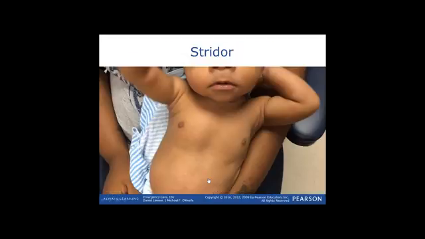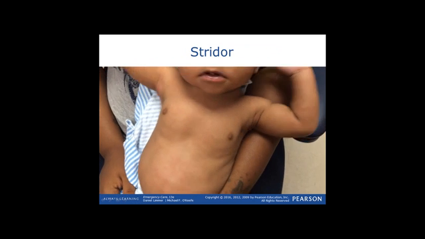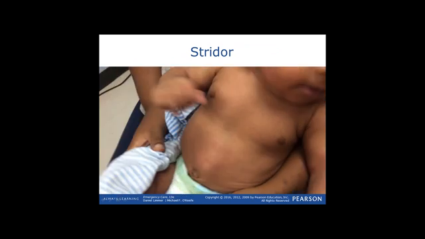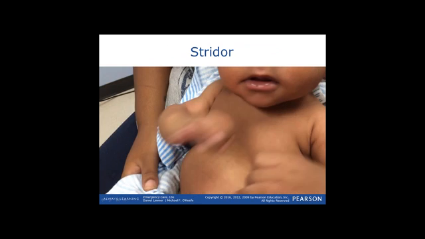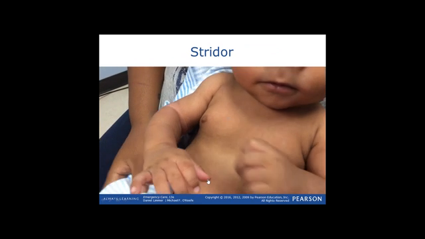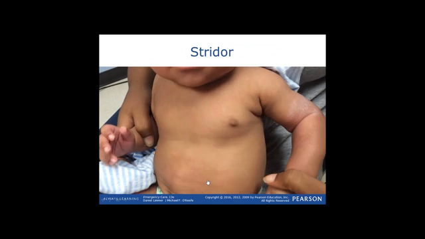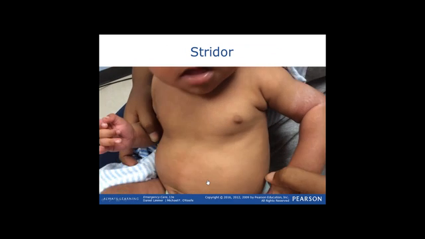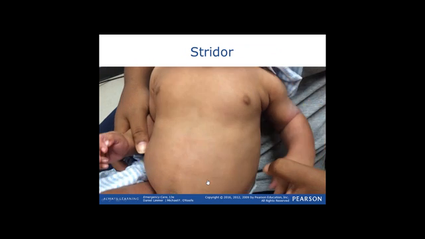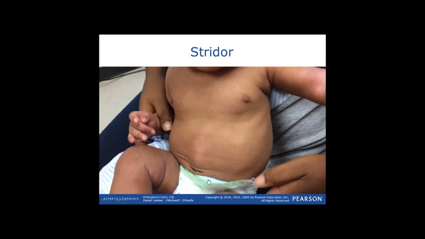Okay? This is what stridor sounds like. So in this case, it's a medical condition, but hear that high-pitched sound? What do you notice this kid's trying to do? Yeah, he's trying to sit up. What is mom doing? Trying to pull him back, right?